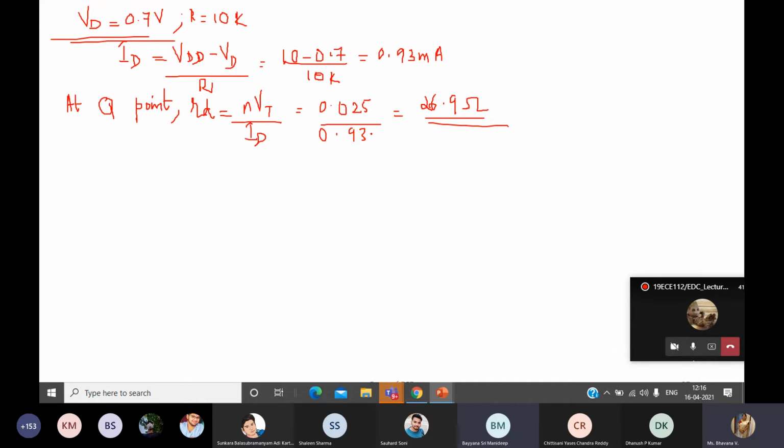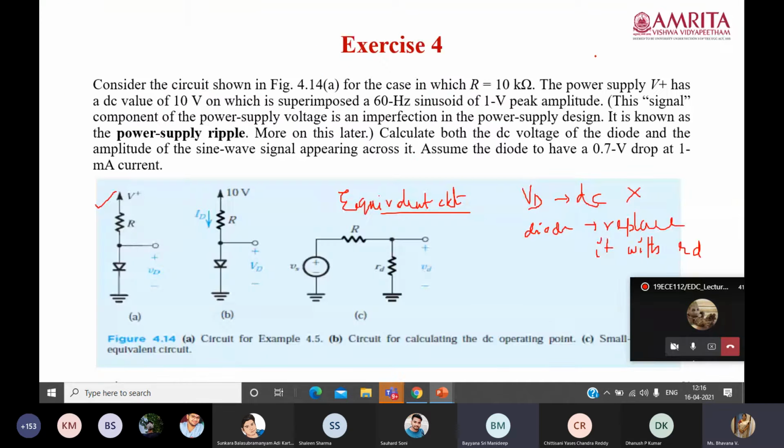So now what is given in the question? The power supply V plus has a DC value of 10 volt on which is superimposed a 60 hertz sinusoid of 1 volt peak amplitude. So we have determined the DC value. Now we are superimposing a signal of frequency 60 hertz and 1 volt peak amplitude. If that is the case, you need to find out what is the amplitude of the sine wave signal appearing across it. Is it clear for you?